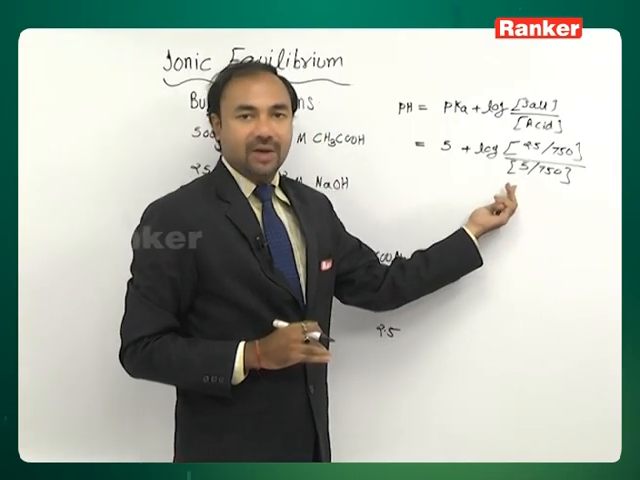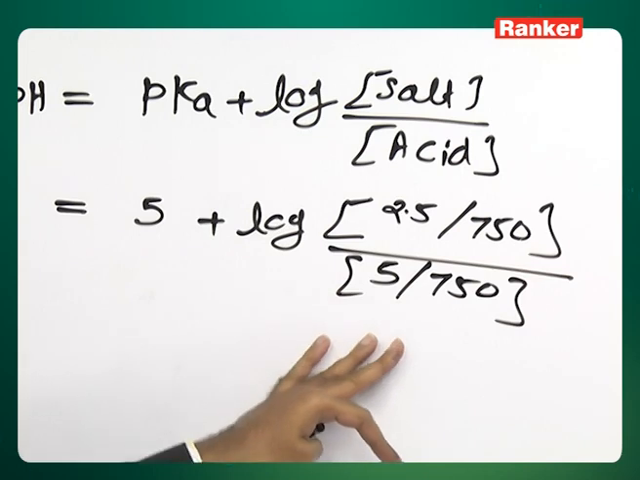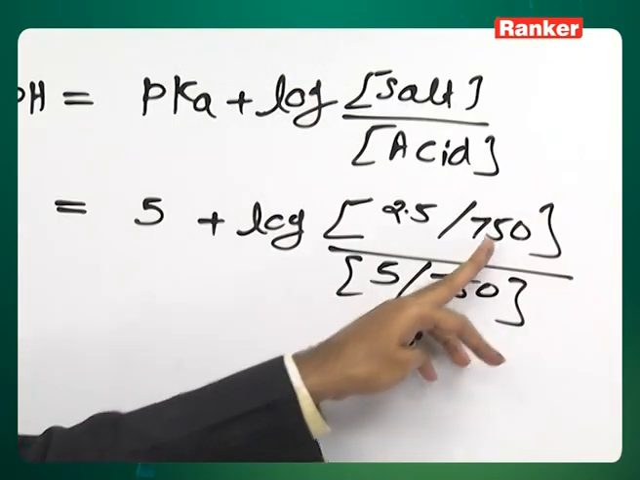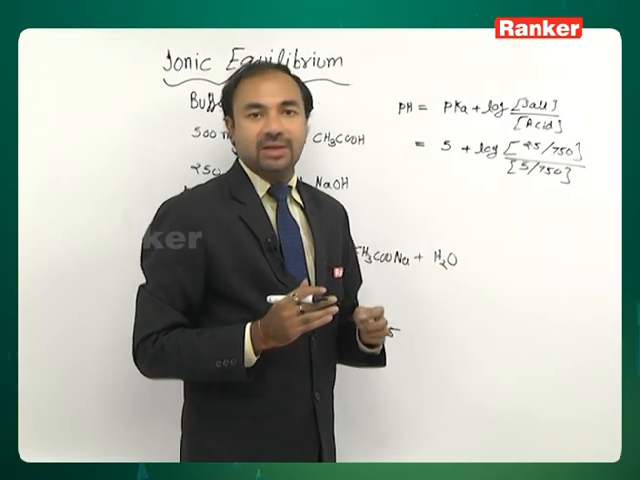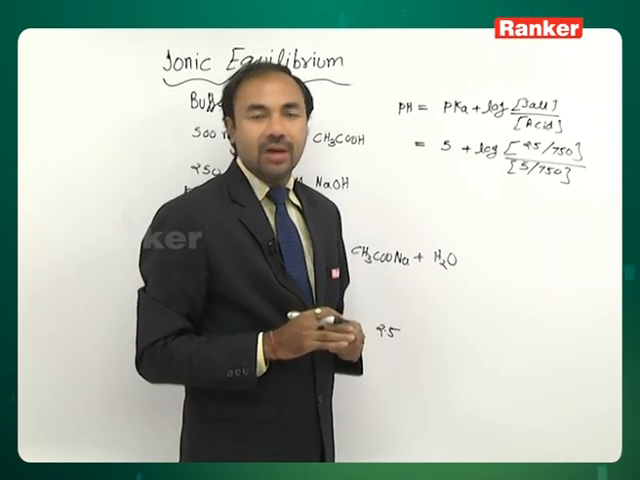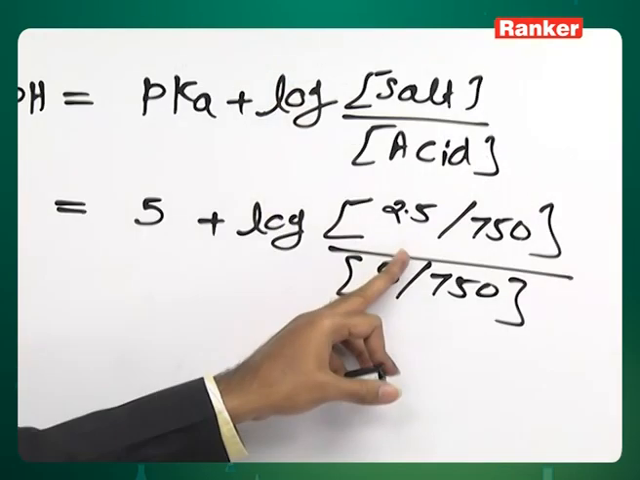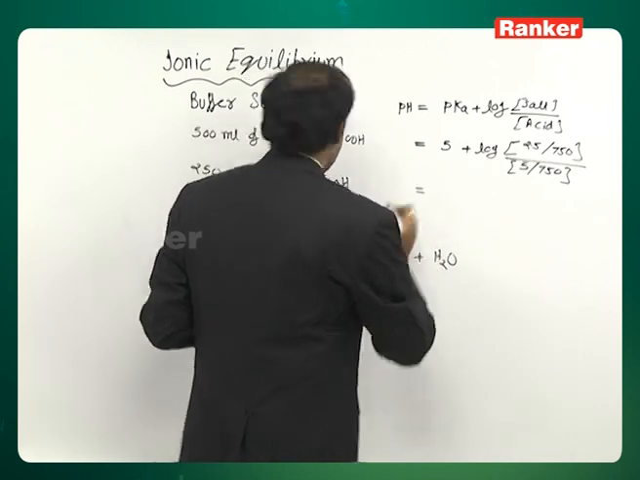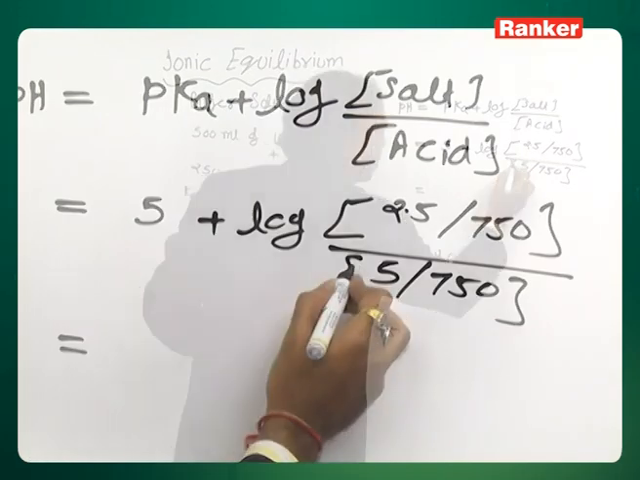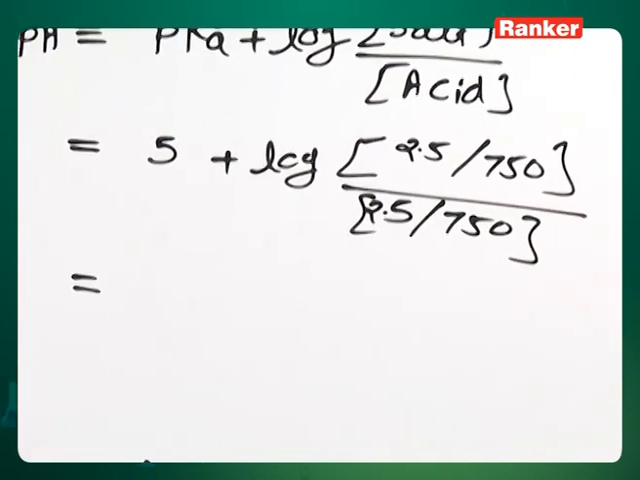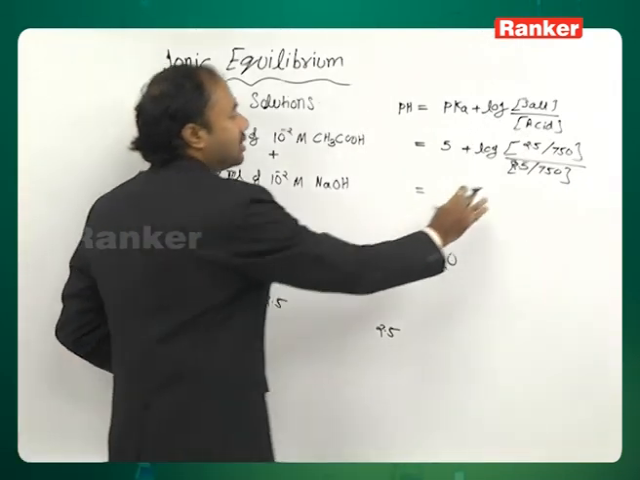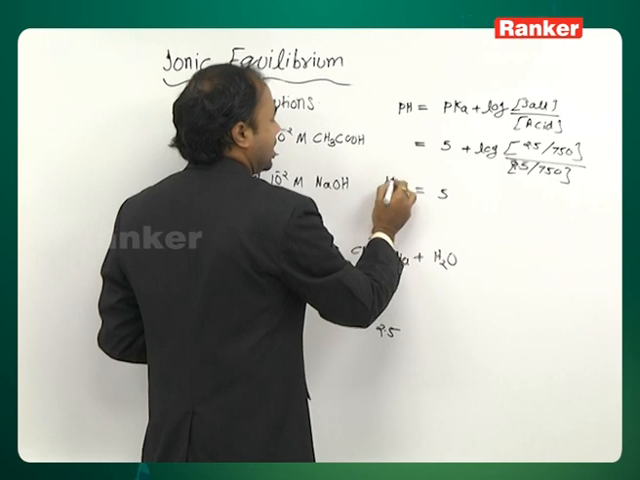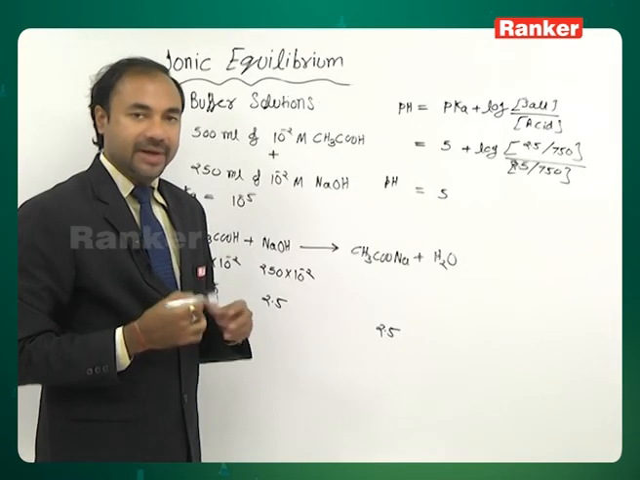One more thing you can understand from here, that in case of buffers, basically you need not worry about the volumes. That's why we kept volume here. Automatically this will always get cancelled because both the acid and salt will be present in the same solution. So no need to bother about the volume because that always is going to be same and will get cancelled in the equation. So here it becomes, this will be 2.5 not 5 because the left millimoles of acetic acid were 2.5. So we get 5 plus log 1 which becomes 0. So pH of this solution comes out to be 5, right?